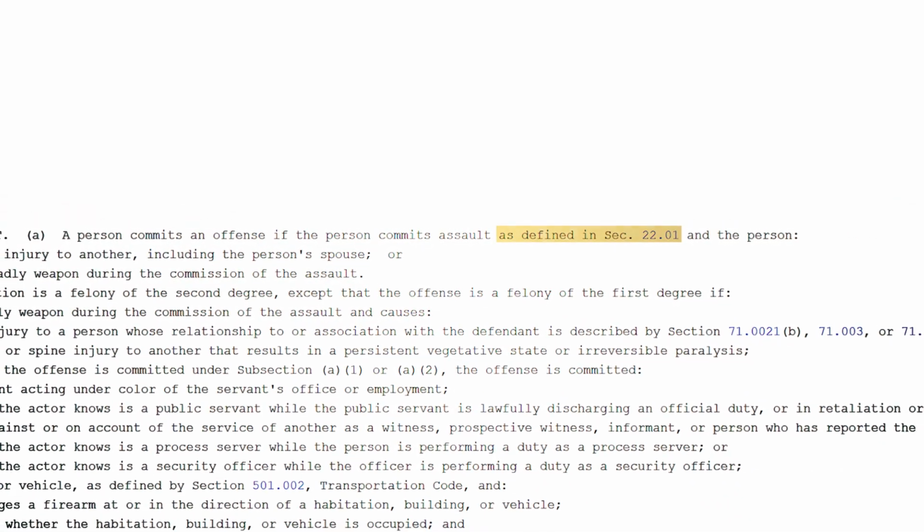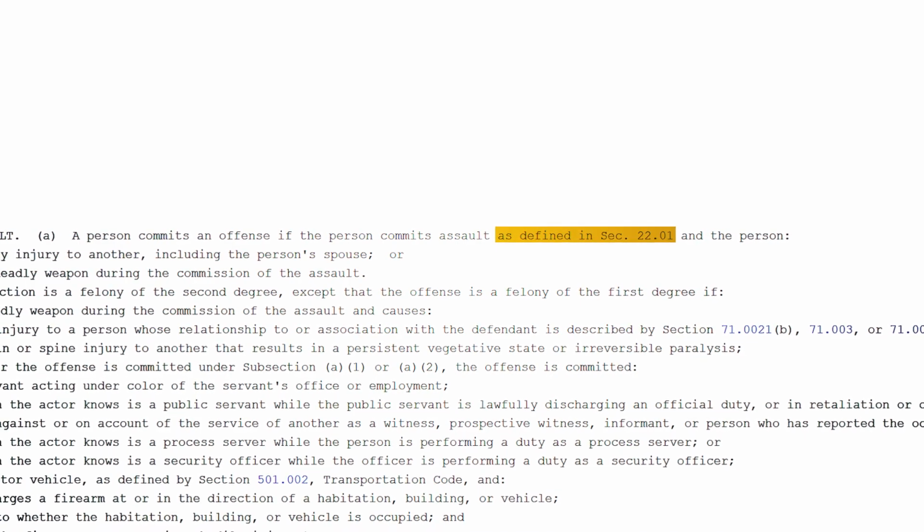Those would all be considered serious bodily injuries. But again, notice that the definition doesn't stop with what we might presume would be a felony offense for assault. When you look at the definition for aggravated assault, one of the things you'll notice is it refers back to the underlying assault statute, 22.01. You might call it simple assault.